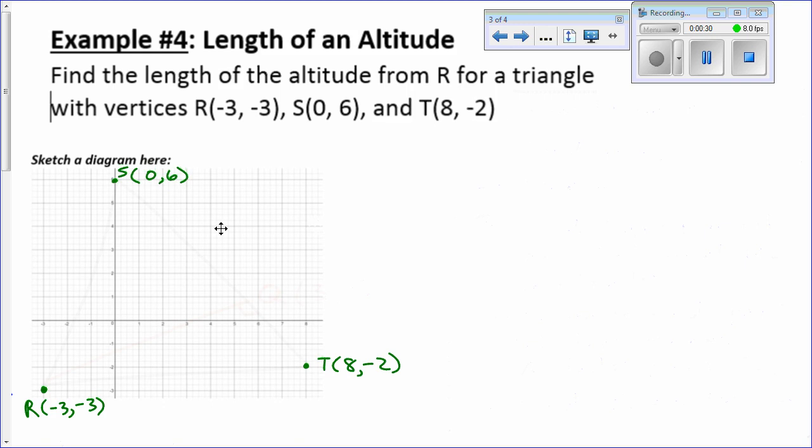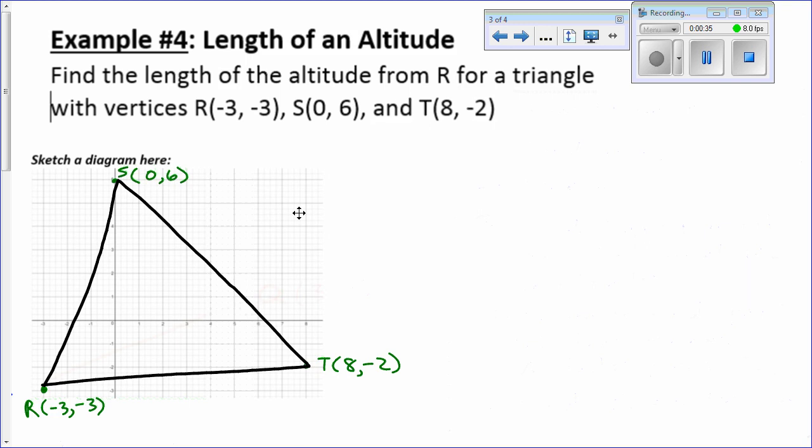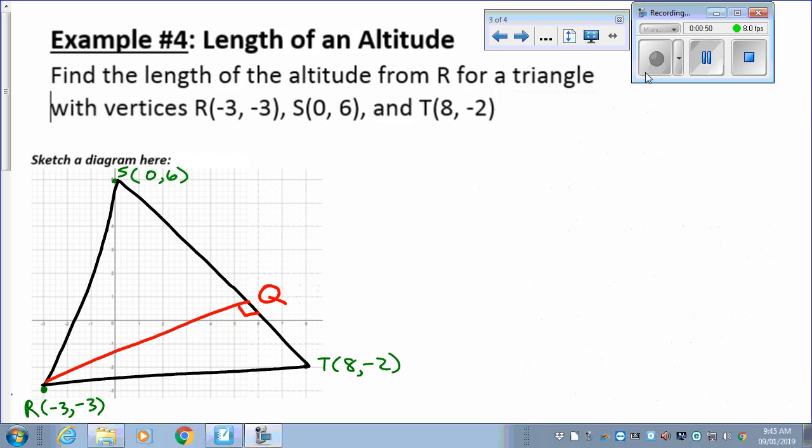The next thing we have to do is quickly draw a triangle for our viewing pleasure. Because we're not great at drawing altitudes, I'm literally going to sketch something in. The red is my altitude, and Q is the point that makes contact between the altitude and ST. In order to solve this type of problem, on your sheet I put a little section where you could take a moment and write down how to solve this.